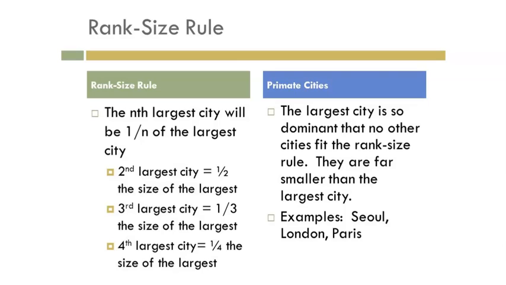Next concept is the rank size rule versus the primate city. If we look at the rank size rule, it just means that the largest city will be much larger in comparison to the next largest city. So here we'll see the second largest city is half the size, third largest city is a third the size, fourth largest city is a quarter of the size. So this might be common in countries that have multiple big cities. In contrast, we can look to primate cities. So the largest city is the dominant city, and so dominant that you don't really see other cities that even fit into that rank size rule.